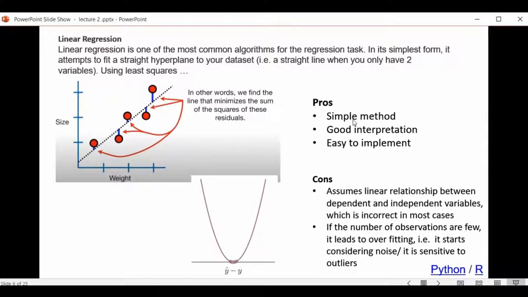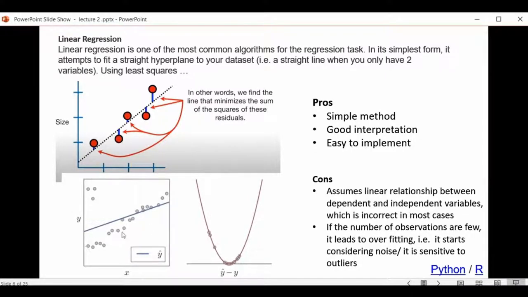So the pros: it's a simple method. It's easy to interpret and implement. But the cons are that it assumes there's a linear relationship between the dependent and independent variables, which is often an incorrect assumption. And when there are few observations, it can lead to overfitting, as we show here. For example, we might have had a nice straight line here before, but with these outliers, the line is skewed to try and include these outliers. So it's sensitive to noise.